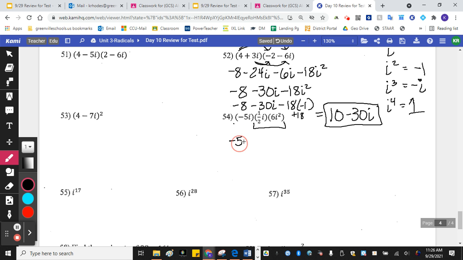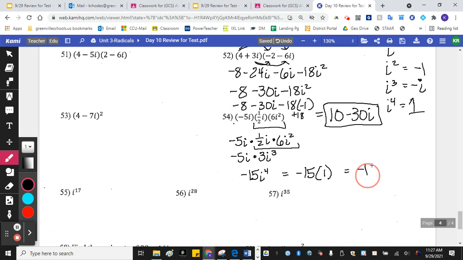The biggest mistake I saw on yesterday's is that people tried to add an addition sign here. I don't know why. There's no addition sign here. They're all multiplying. So negative 5i times 3i cubed. Negative 5 times 3 is negative 15 i to the 4th. And then i to the 4th is 1. So it'll just be negative 15.